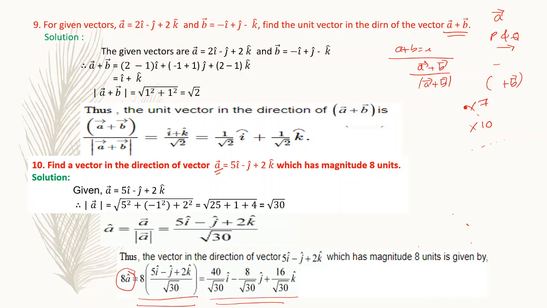Well, let's move to the next question. Question number 11 is like this, dear students. Show that the given vectors, they have given two vectors, are collinear. Okay, so already we know.